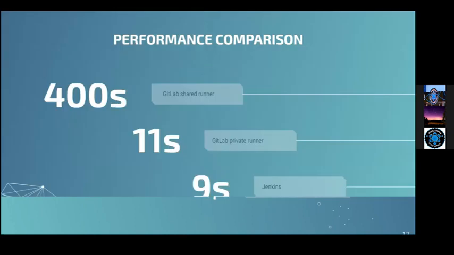So the performance comparison, finally. These are all numbers for the average deployment time. We can see that in the GitLab shared runner, as it needs to allocate the machine in real time, it takes around 400 seconds. Whereas the GitLab private runner and Jenkins take almost the same time, 9 seconds. So the GitLab shared runner is also the default that GitLab uses, but we can configure the private runner and achieve the same performance as Jenkins.